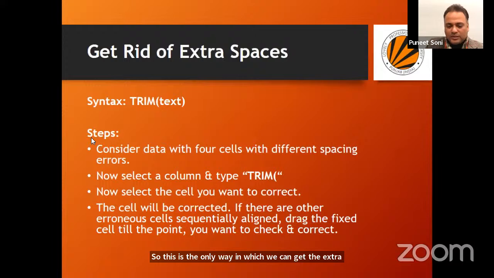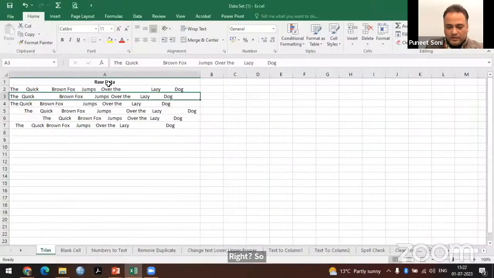And what are the steps to do this? You have to select the data where you want to remove the extra spaces. Then you have to type the syntax with TRIM, and your syntax should start with an equal to command, right? So practically we'll be doing this in this data set.